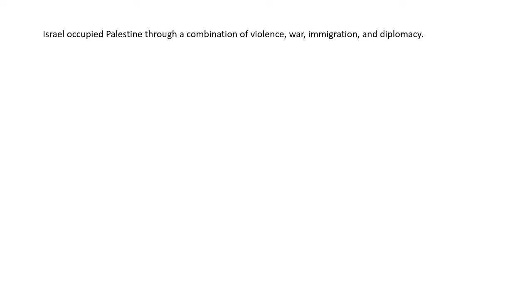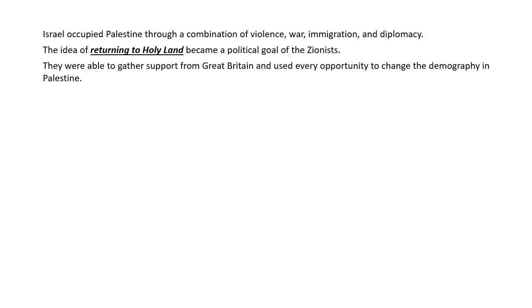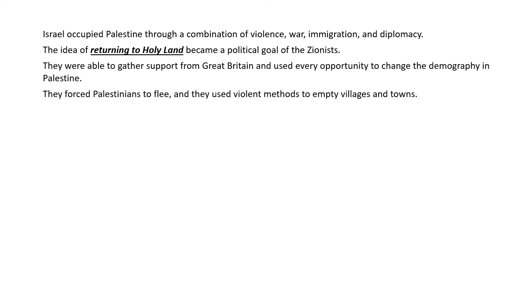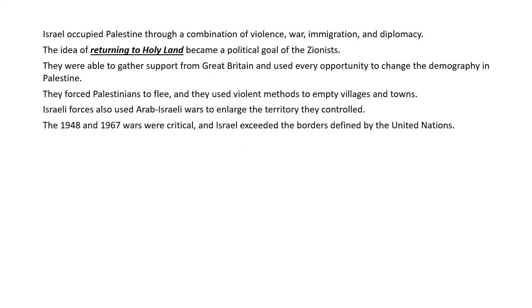Israel occupied Palestine through a combination of violence, war, immigration, and diplomacy. The idea of returning to the Holy Land became a political goal of the Zionists. They were able to gather support from Great Britain and used every opportunity to change the demography in Palestine. They forced Palestinians to flee, and they used violent methods to empty villages and towns. Israeli forces also used Arab-Israeli wars to enlarge the territory they controlled. The 1948 and 1967 wars were critical, and Israel exceeded the borders defined by the United Nations.